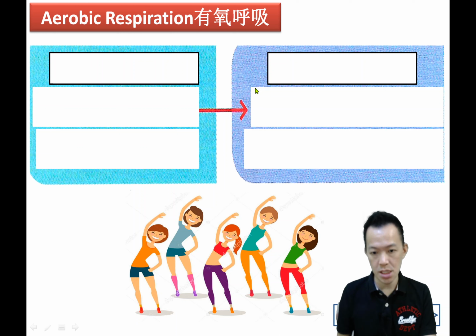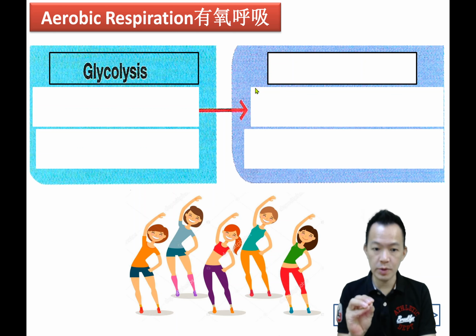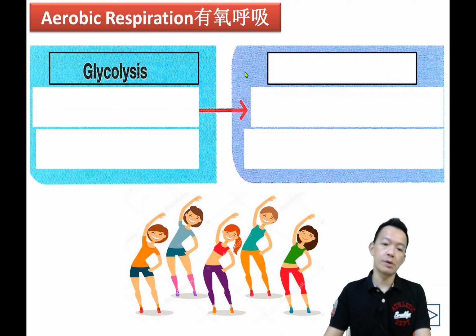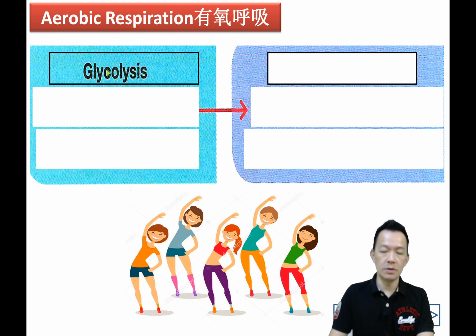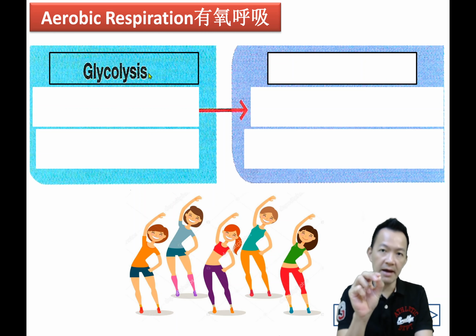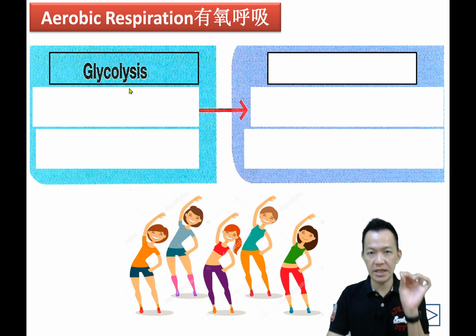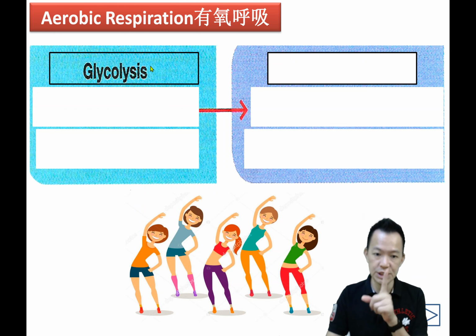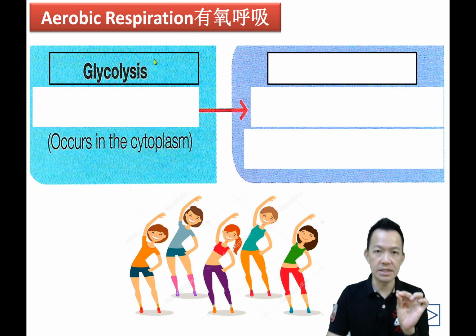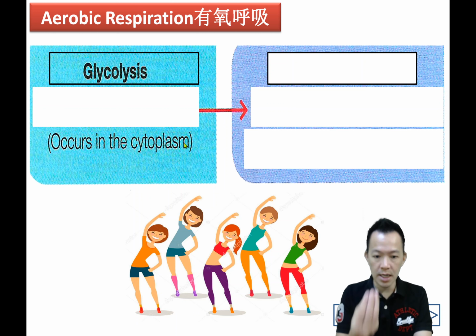So for the first process, we call it glycolysis. Glyco usually refers to glucose, and lysis means to break open. So for aerobic respiration, the first process is called glycolysis. What is meant by glycolysis? With the help of the enzymes in the cytoplasm, we break open the glucose. So glycolysis is a process that occurs in the cytoplasm, with the help of enzymes.